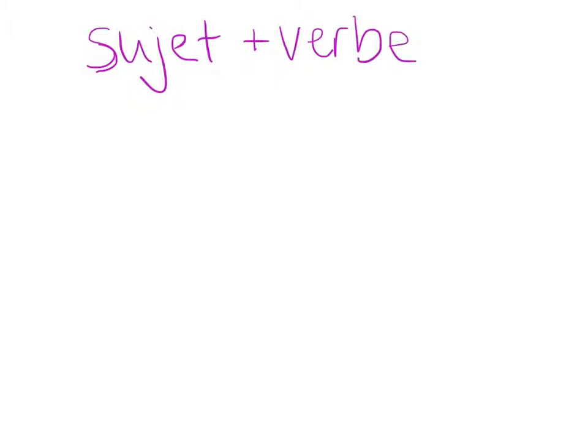Just like in English, in French, you have a subject and a verb in a sentence. The subject comes first, sujet, and then it's followed by the verb, verb. We've actually already used these in class. For example, one of the first things you learn, je m'appelle.